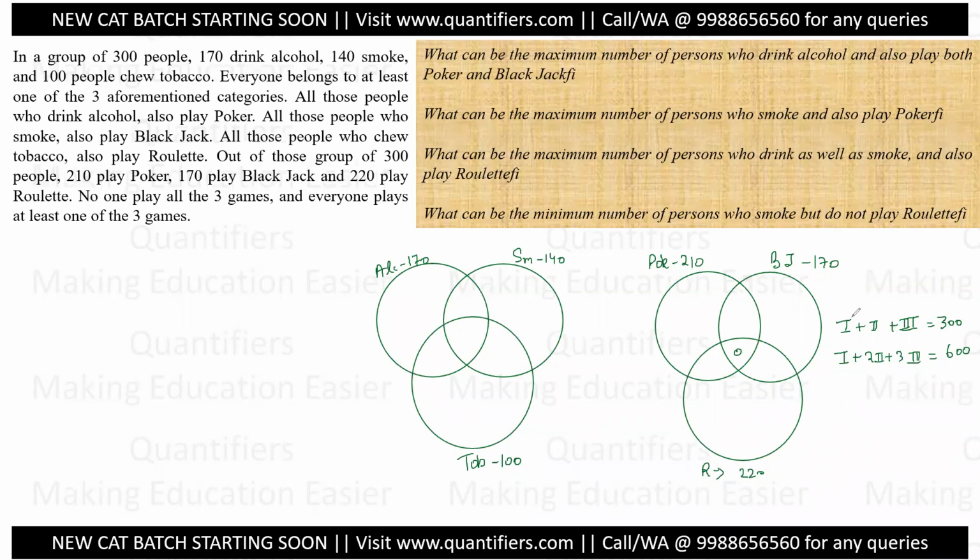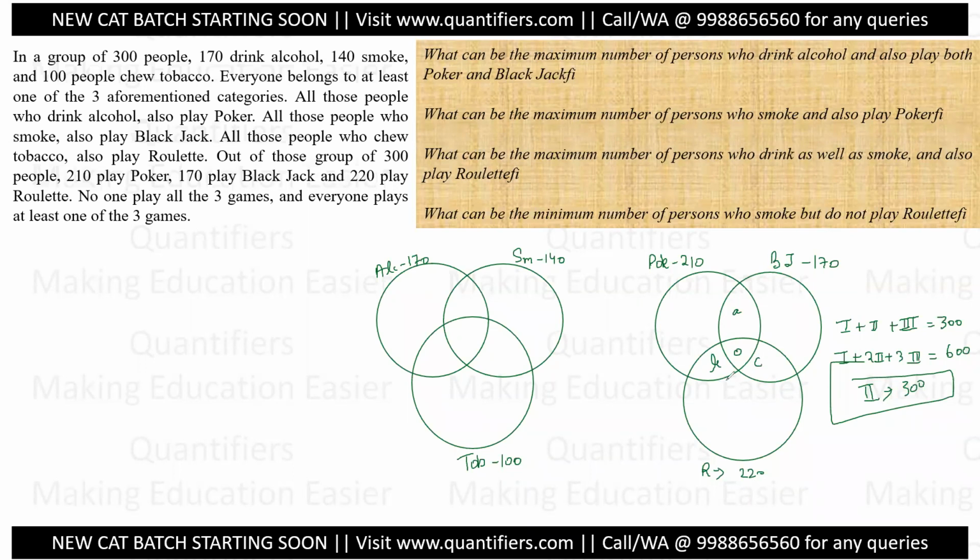If you subtract equation one from two, what is the value of two that you get? How many people will be in the two category? How 600? I just told you, Syed, that when we add these three circles as it is, this circle's value is 210, this circle's value is 170, this circle's value is 220. When you add all three, 600 will come. So only two-activity people will be 300. Only two-activity people, that is, these three categories, are 300.